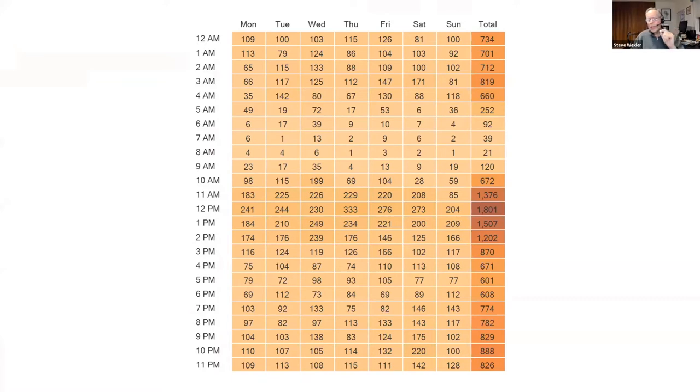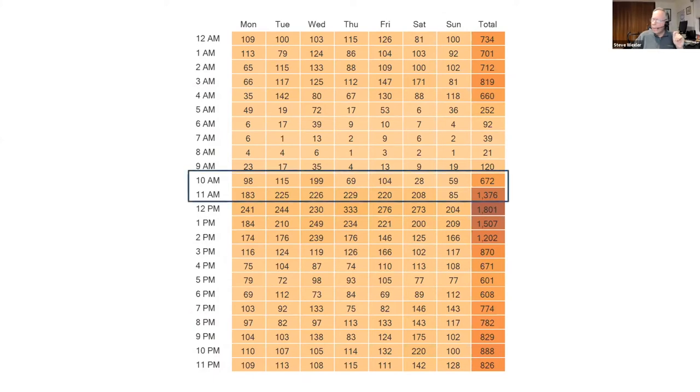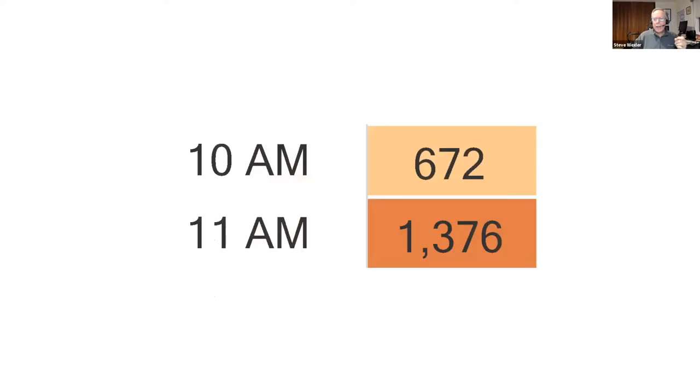Also, let me show you the drawbacks. As great as color coding is, you're not going to make exact comparisons with it. Let me just highlight one little part of this, which is I just want to look at 10 a.m. and 11 a.m. And I can see that at 11 a.m., there are twice as many calls as at 10 a.m. And how do I know it's twice as many? Because there are two numbers in there and I can do math in my head.